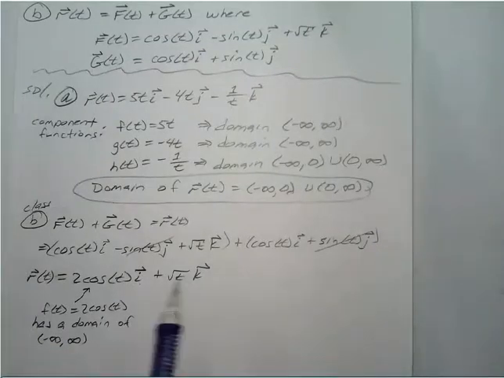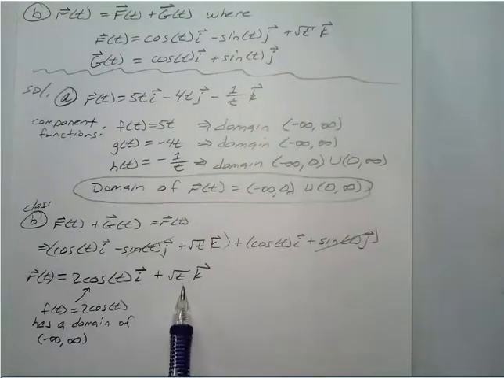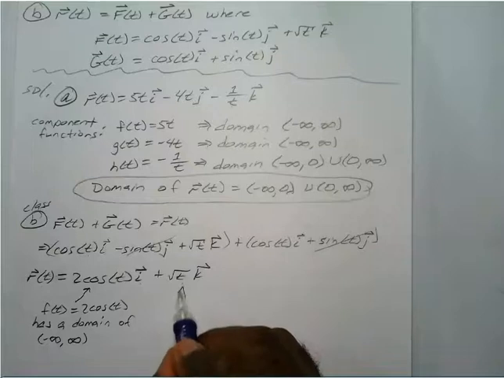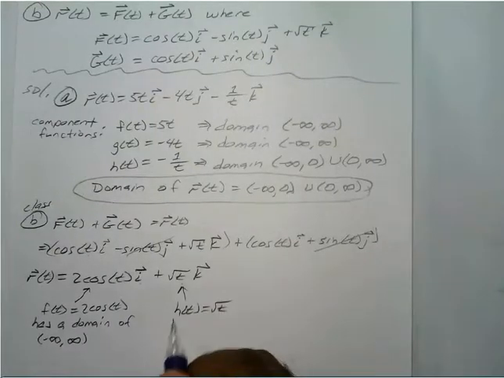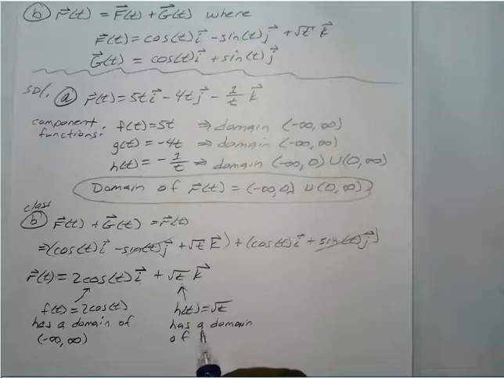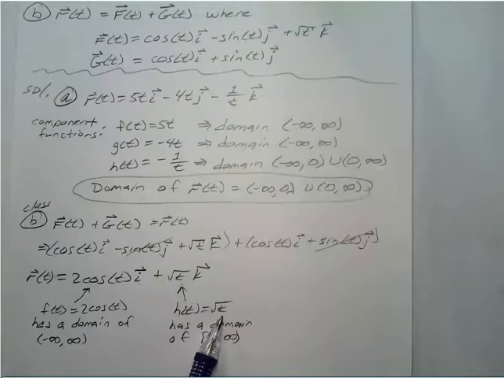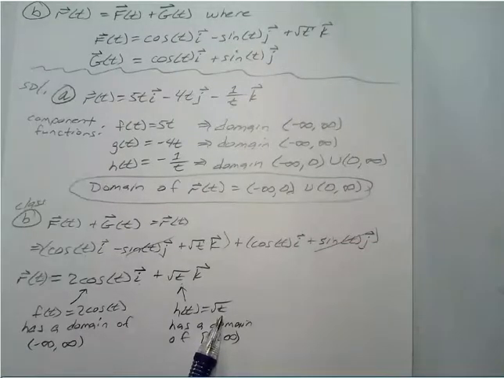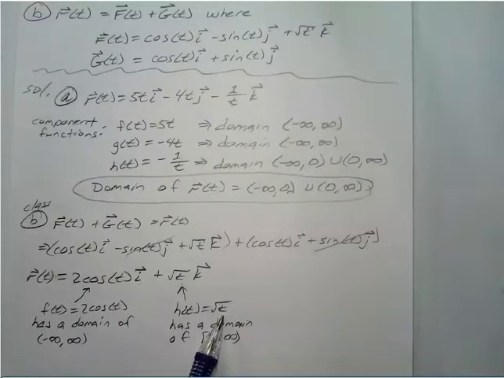Okay. Now this isn't our g of t, because remember g of t is next to your j vector. Our j vectors cancel out, so this is your h of t. h of t equals square root of t has a domain of 0 to positive infinity. Remember, square root can't be negative, or you're diving into complex numbers, and we're dealing specifically with real numbers.